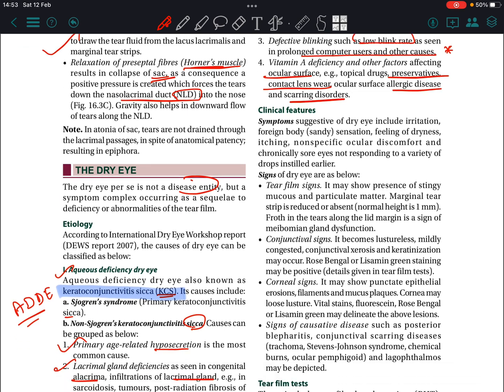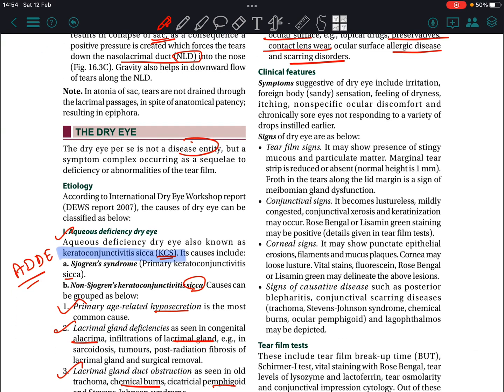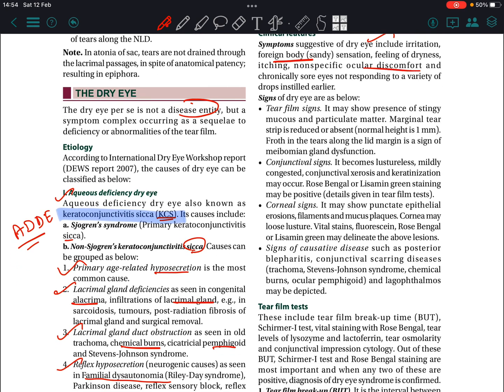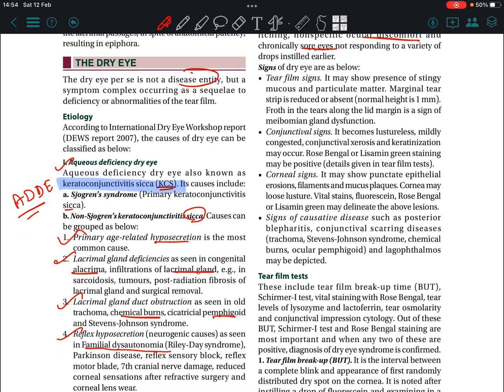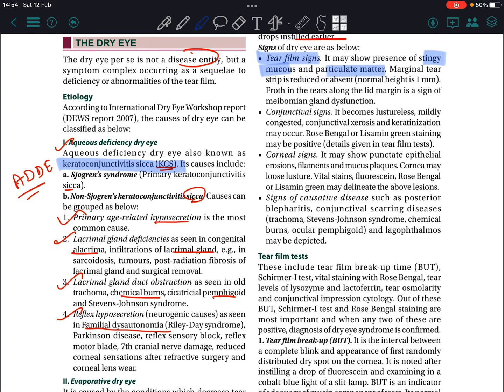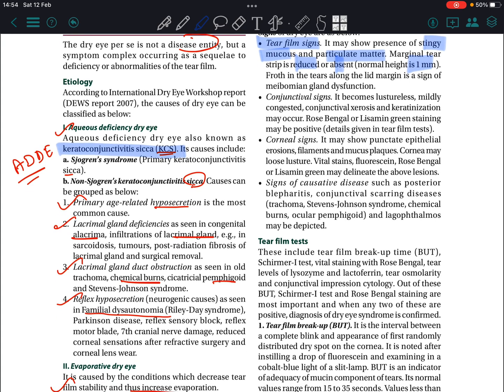Clinical features, symptoms of dry eye: irritation, foreign body sensation, feeling of dryness, itching, non-specific ocular discomfort, and chronic sore eyes not responding to a variety of instilled drops earlier. Then signs: tear film signs may be present, such as stringy mucus and particulate matter. The marginal tear strip is reduced or absent; normally it is 1 mm. Froth in tears along the lid margin is a sign of meibomian gland dysfunction.